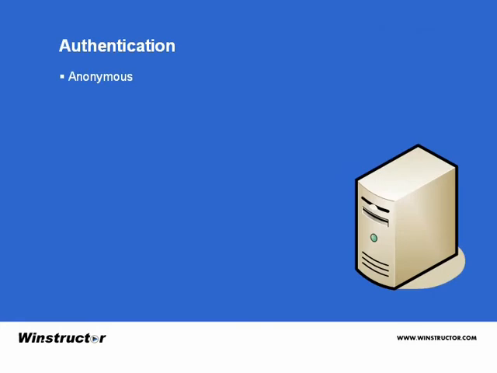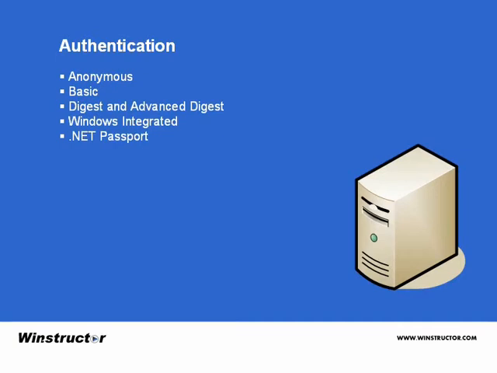Anonymous authentication, which, as the name implies, doesn't require any sort of username and password. Basic authentication. Digest and advanced authentication, which provides more security than basic authentication, but not as much as Windows integrated authentication. And finally, there's Microsoft's .NET Passport authentication. Now, the first type of authentication we'll look at is anonymous authentication.